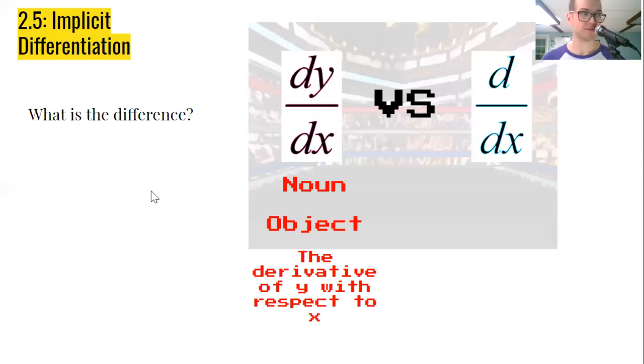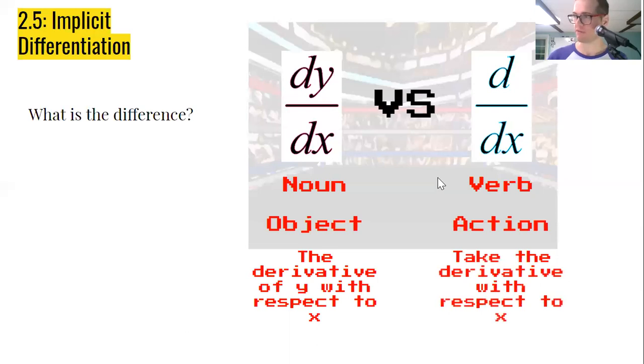d over dx, what's that? That is a verb, which means we're taking an action. We're going to take the derivative with respect to x. So if you remember back to 2.1, when we first looked at those derivatives, there are several different ways we could write it out. And one of the ways was like d over dx of something in brackets, or I think it was in brackets. That's because that was pointing out we're doing this action on this thing.